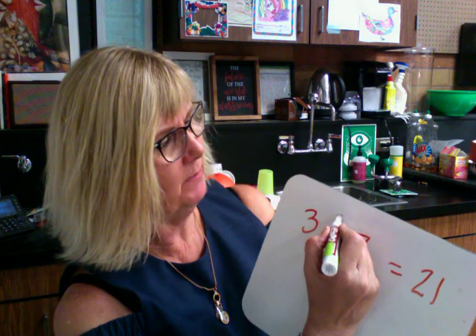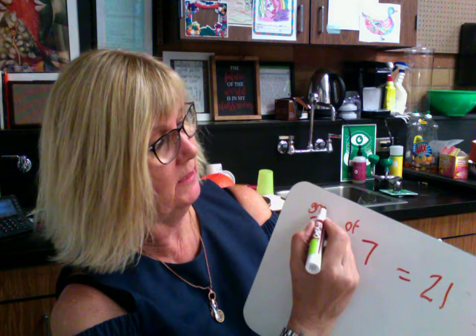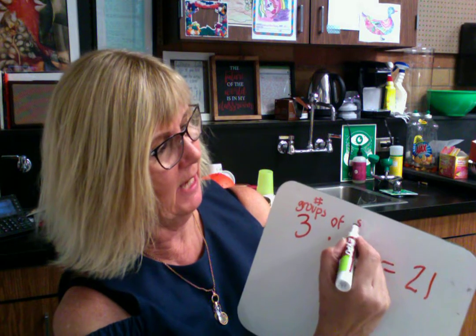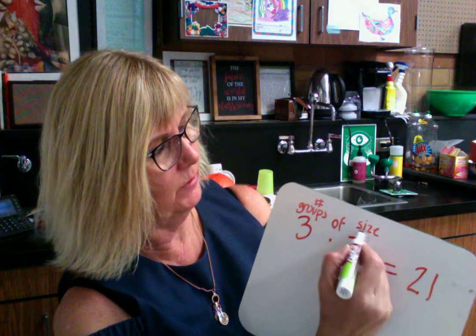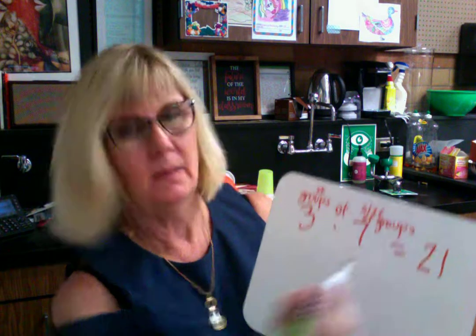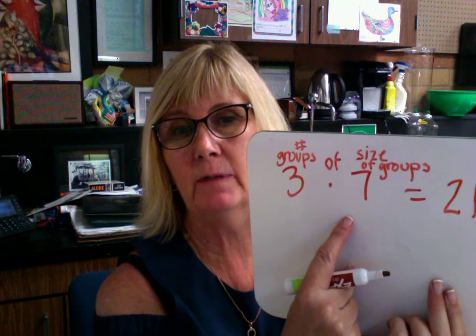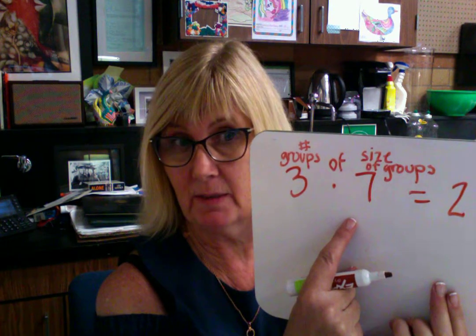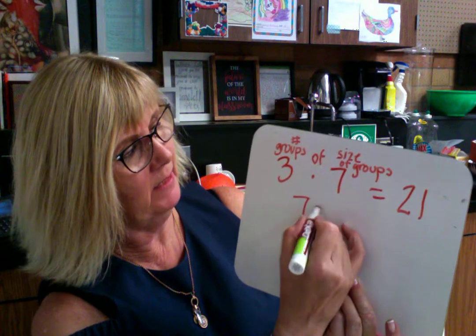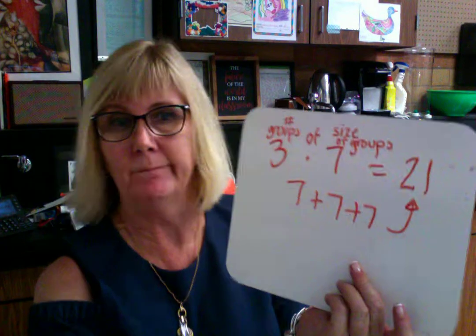So this actually means of, and this means groups, and this is actually the number of groups, and this is the size of the groups. So I can say that this means I have 3 groups of 7, and in this case it's a positive 7. So what's another way I could write that? I could write this as 7 plus 7 plus 7, which we know equals 21.